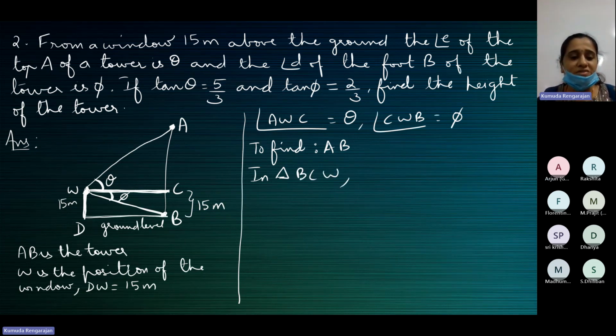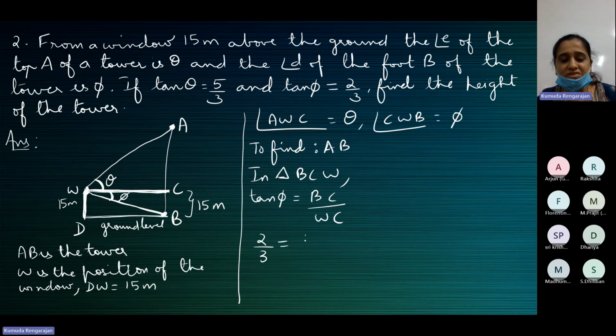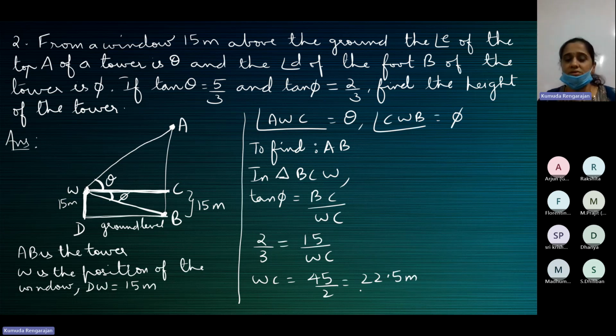You have to connect BC and WC. So tan phi is equal to opposite BC by adjacent WC. Tan phi is given as 2 by 3, which is equal to BC, which is 15, by WC, which we don't know. So on cross multiplying, WC is equal to 15 times 3, which is 45, by 2, which is 22.5 meters. Or you can keep this as 45 by 2 itself.